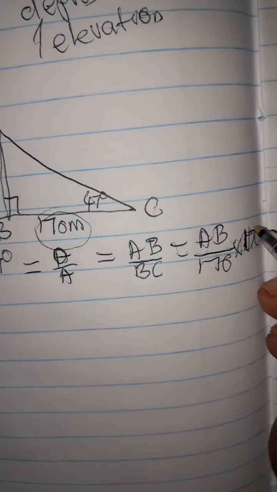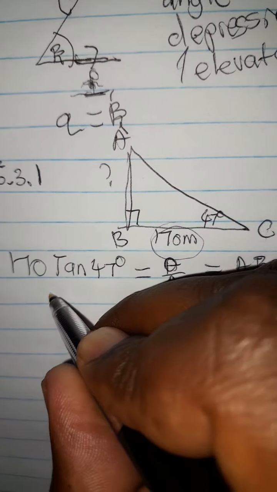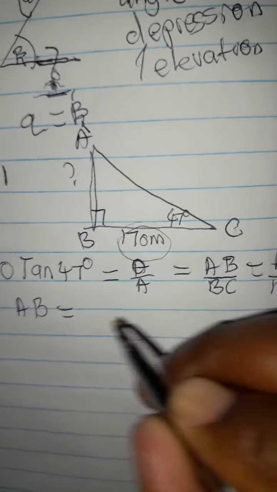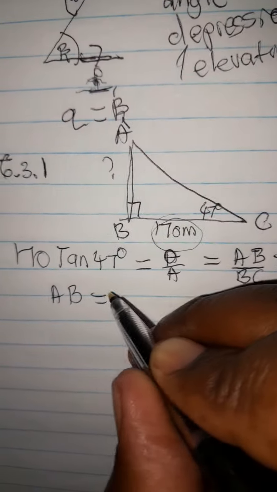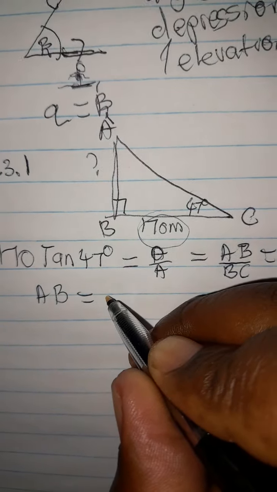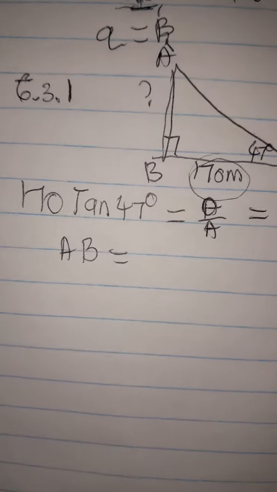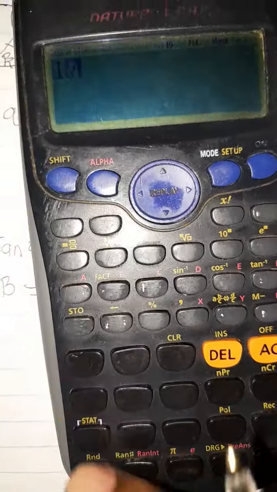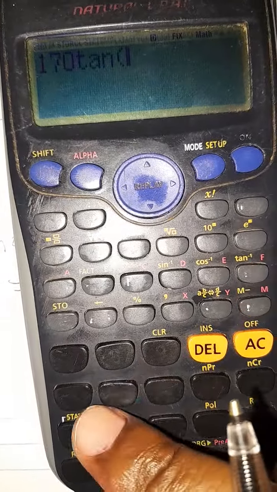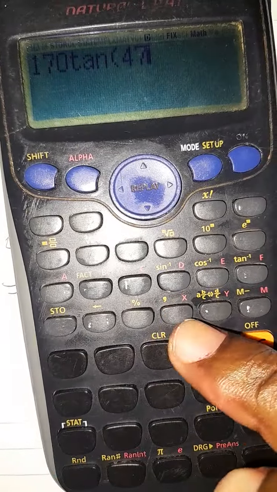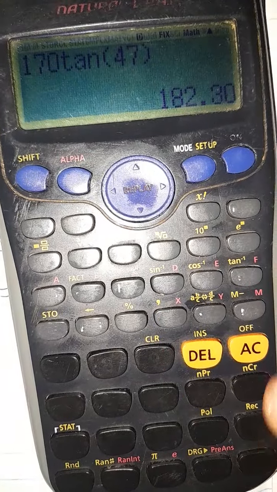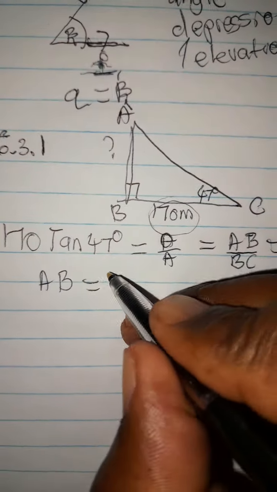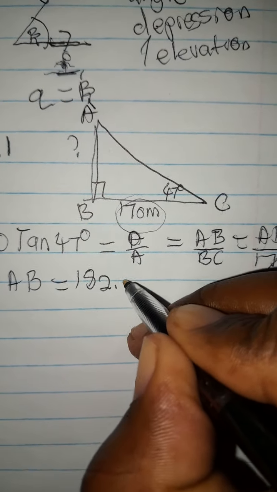170. Similarly, even here. So this and this, they will cancel. What are we left with? We are left with AB. I cancel this and this, so we'll be left with AB as the subject. So AB is equal to 170 times tan 47. Let's do it. 170 tan 47. Okay. We have 182,30. Correct it to one decimal place. That will be 182,30.